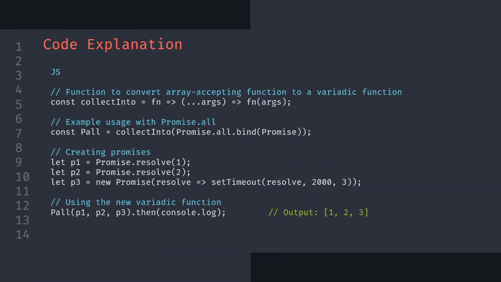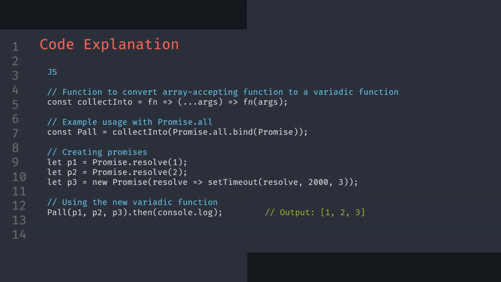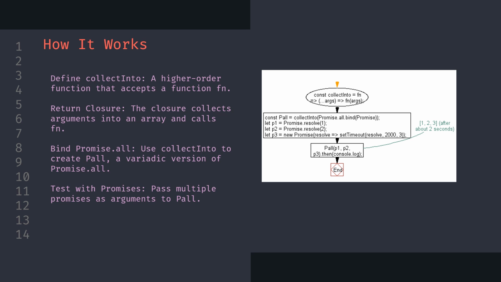This code snippet demonstrates how to use closures to transform Promise.all into a variadic function. The function collectInto wraps the original function and collects all its inputs into an array. This step-by-step breakdown explains how collectInto works as a higher order function. It ensures compatibility between variadic inputs and functions expecting an array.